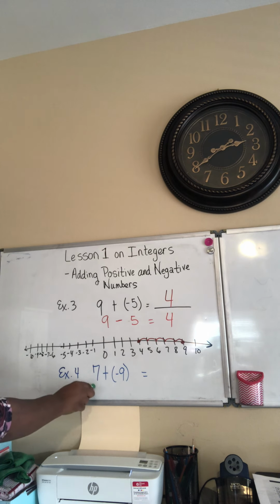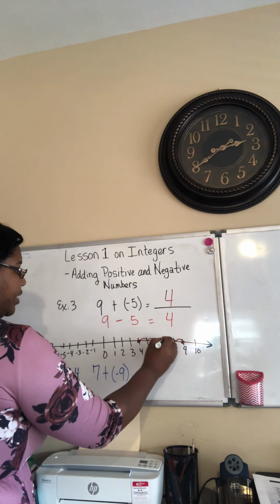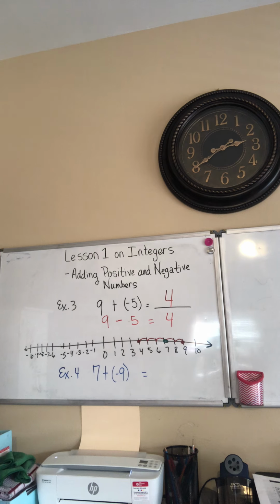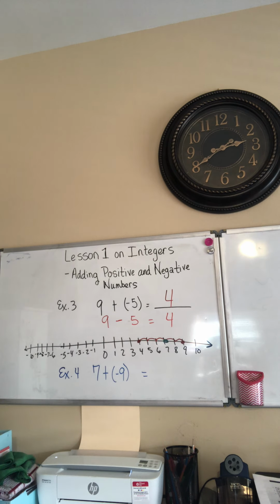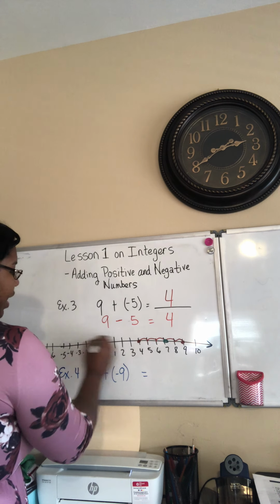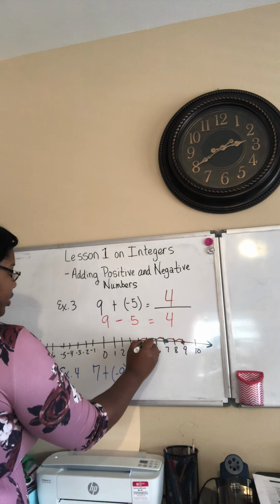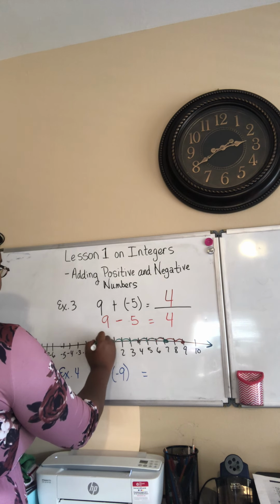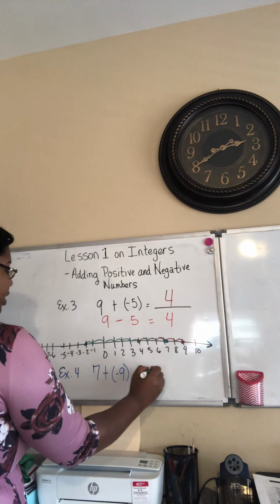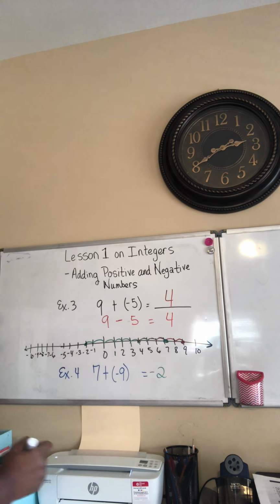So my first number tells me where I'm starting at, correct? So I'm starting at the positive 7. Now my second number tells me how many hops I'm going to be making. The negative sign in front of it tells me if I'm moving left or right, which since it's negative, it means I need to move left. So I'm going to make 9 hops in the negative direction. So 1, 2, 3, 4, 5, 6, 7, 8, 9. And it stops me here at negative 2.